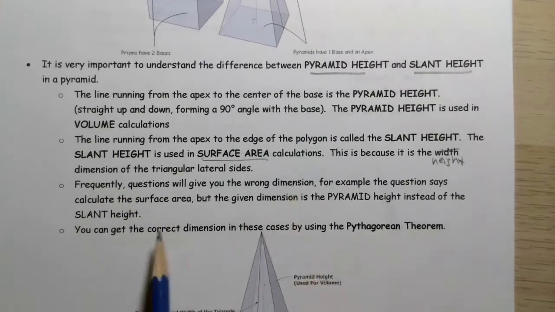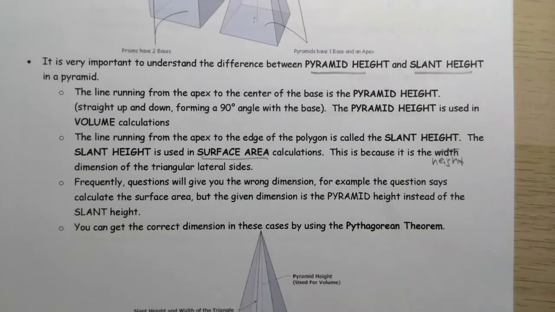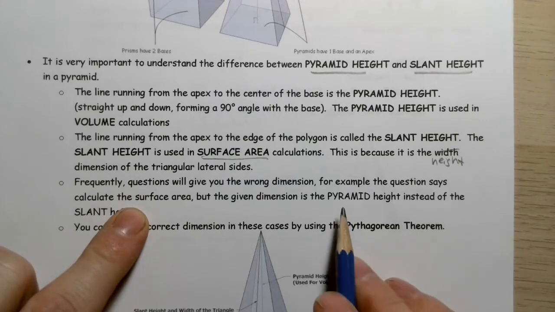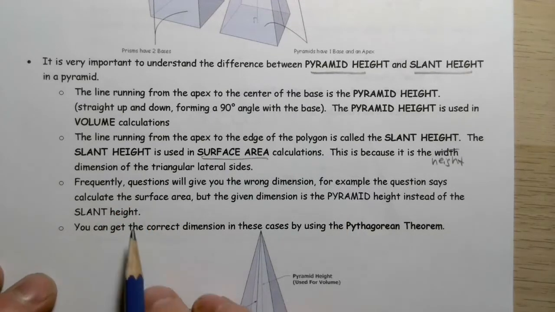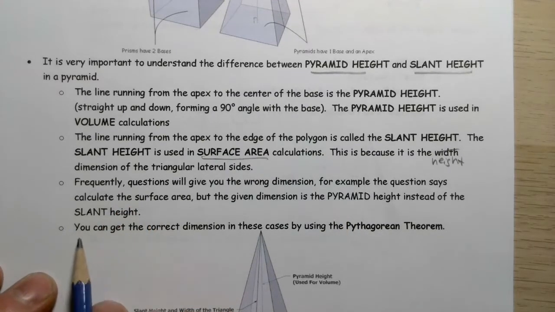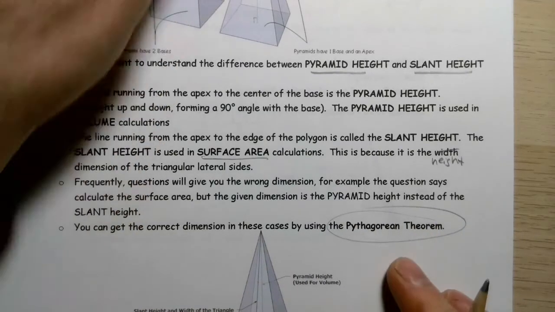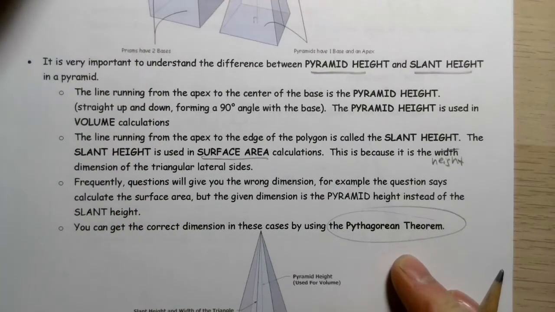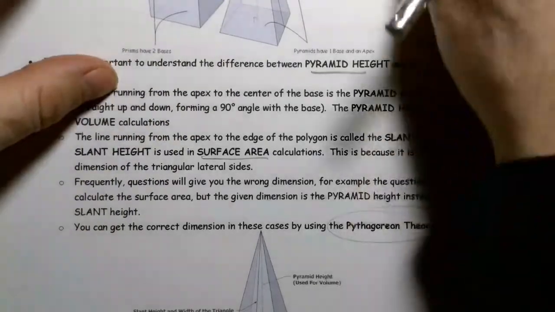Now, frequently, questions are going to give you the wrong dimension. So we're going to ask you for the surface area, but we're going to give you the height. Or we're going to ask you for the volume, and we're going to give you the slant height. So you can get the correct dimensions by using the Pythagorean theorem. An old friend. That Pythagorean theorem just shows up over and over and over again.